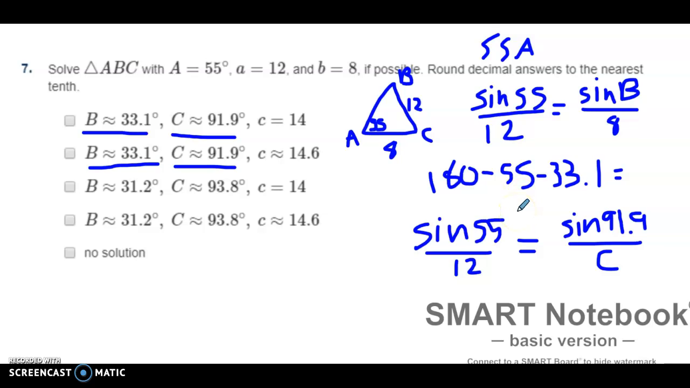So we do have to solve for C. The ratios of A's, so sine of 55 over 12 is equal to sine of 91.9, which is angle C, over C. 12 times the sine of 91.9 divided by the sine of 55 is equal to 14.6 when you round it to the nearest tenth.